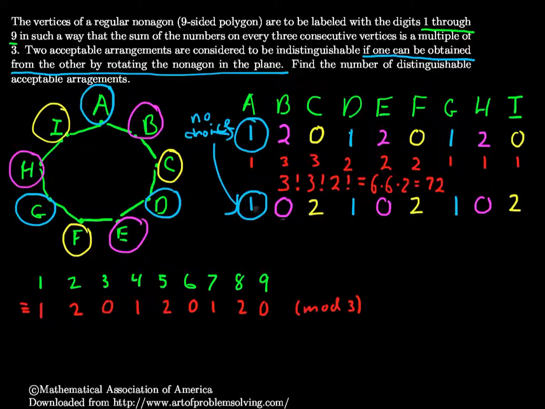This can be counted in the same way. I'm just going to sketch it quickly. 1, 2, 1, 3, 2, 1, 3, 2, 1, which also has 72 ways that I can arrange them in this order. So my final number of distinguishable, acceptable arrangements is 2 ways to arrange things where I have 72 options. So I have 144 distinguishable, acceptable arrangements, and that's the answer.